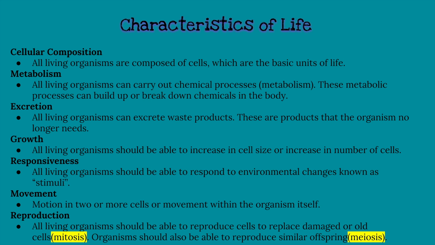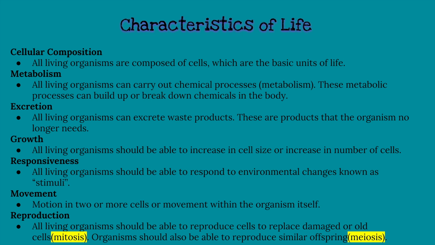These metabolic processes can build up, which is something we know as anabolic metabolism, or these chemical processes can break chemicals down in the body, which is something that we know as catabolic metabolism. Cats break stuff down. All living things should be able to excrete waste products that are no longer needed in the body. Growth. All living things should be able to grow in cell size or grow in cell number.